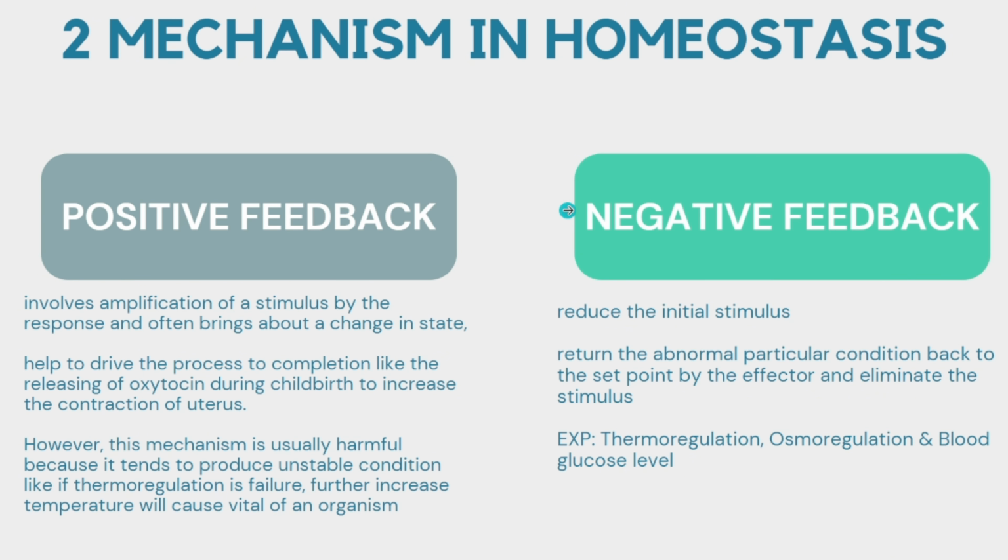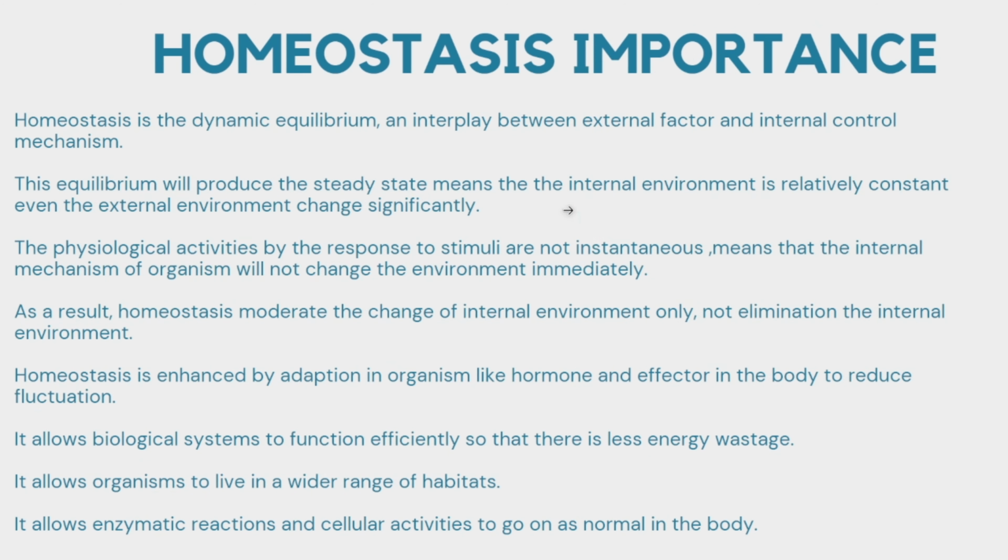So that's all about the positive feedback and negative feedback. Of course, you need to learn why homeostasis is very important. One of the important things is to maintain a constant environment. Even though your external environment changes significantly, maybe you are in a desert, where it can be up to 60 degrees Celsius during the day, your internal body temperature still stays at 36 degrees Celsius.